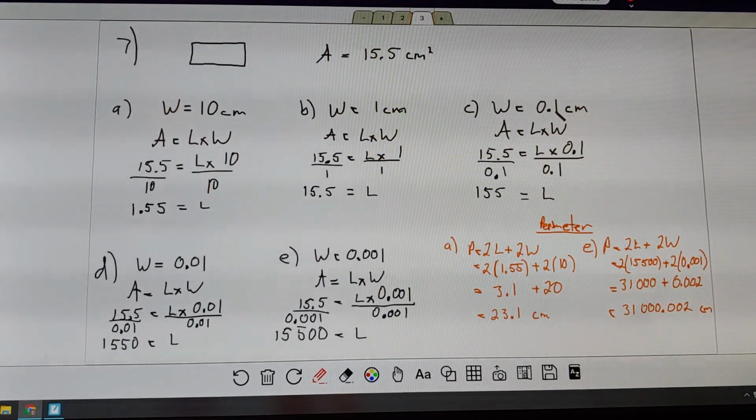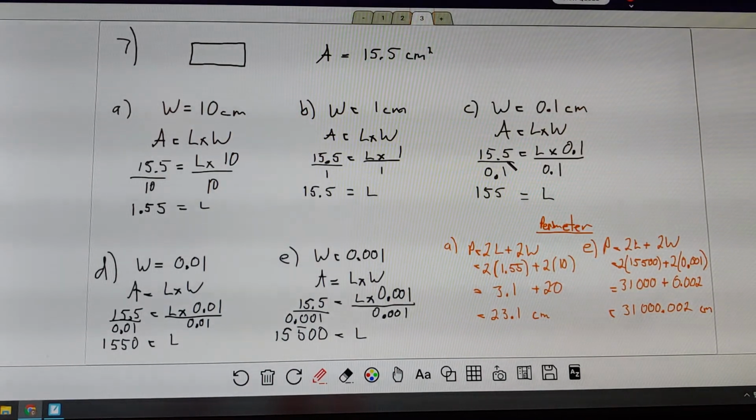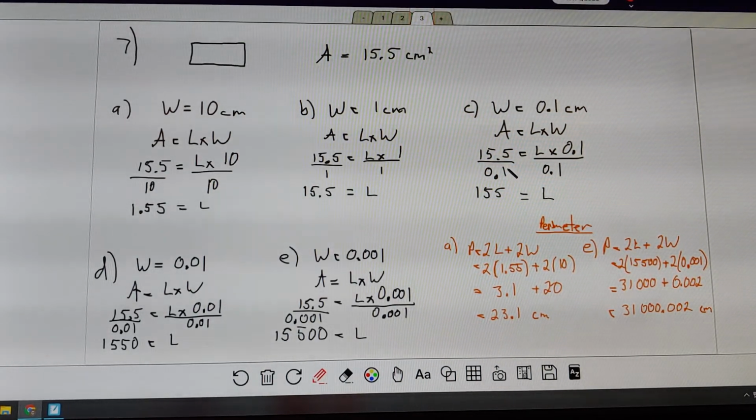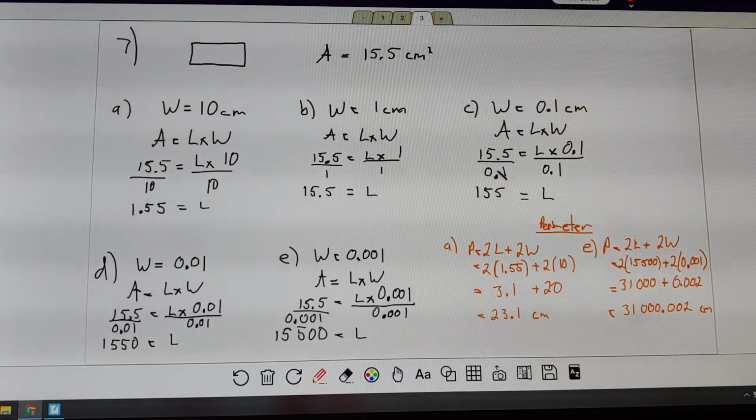Now we're getting widths that are less than 1. So fill in the width of less than 1, divide both sides by less than 1. 15.5 divided by 0.1 is like multiplying it by 10. It's going to get 1 power of 10 bigger. So that gives us 155.